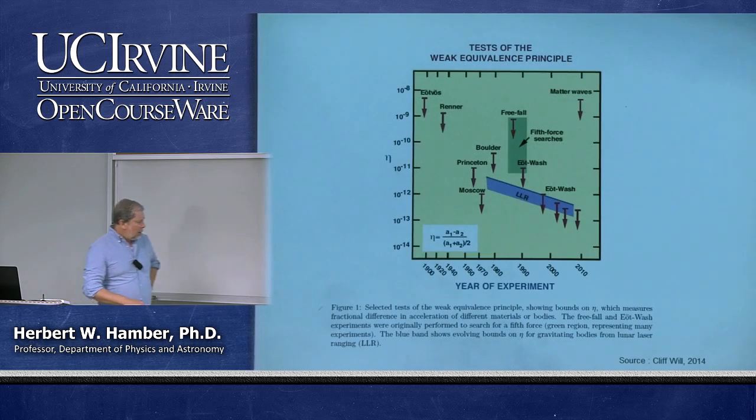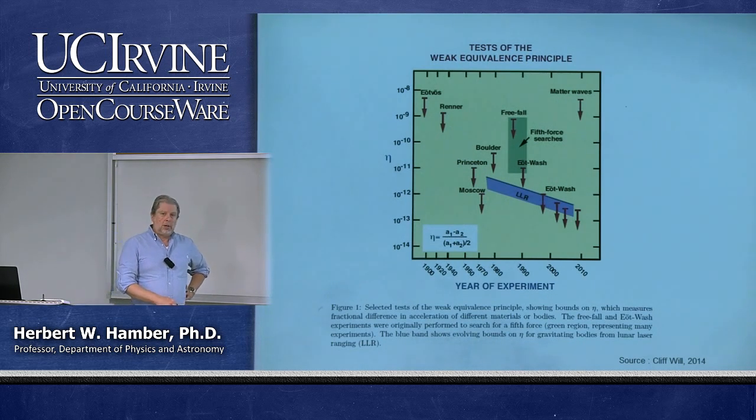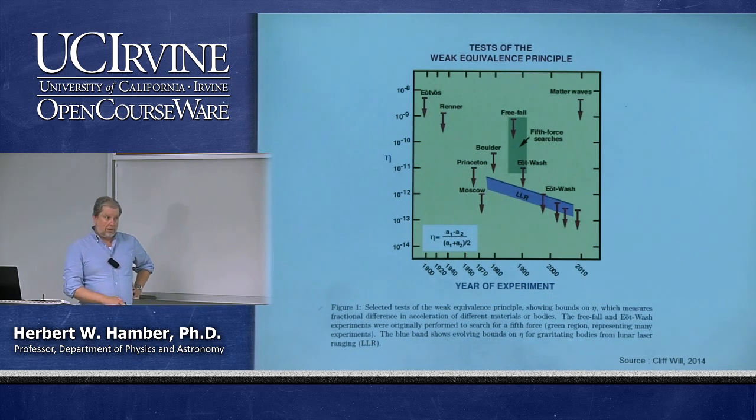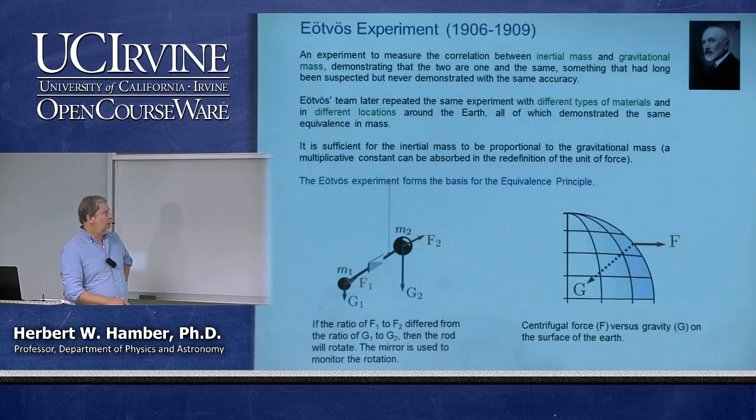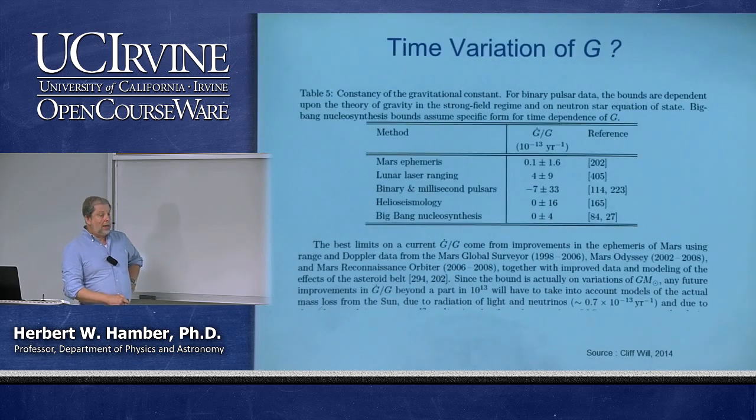By the way, this is taken from a review which is very recent. It just came out, I think, a couple of weeks ago by Cliff Will on tests of general relativity. He does a long survey. It's about 70 pages long, all sorts of different tests. And of course, at the beginning, he talks about special relativity, and then soon after that, the principle of equivalence. So it's very nicely done.